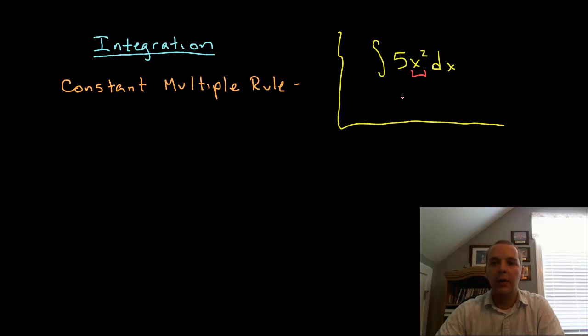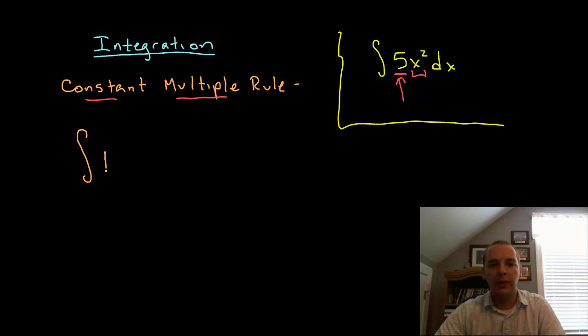term right here. But because we have this 5, this coefficient attached to the x squared, technically it's not exactly the power rule. So what this rule handles is when you have constants that are being multiplied by some more standard function. So here's what we do for the constant multiple rule.